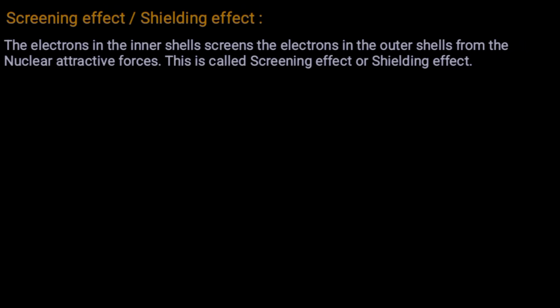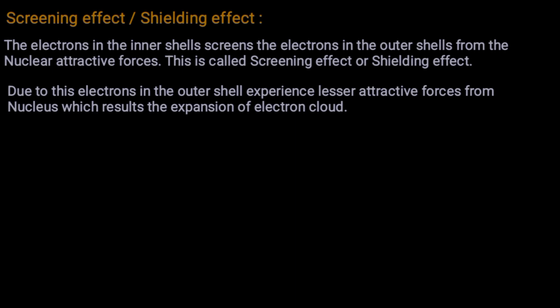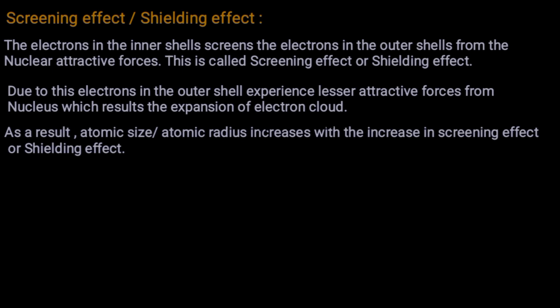Let's move to the next one. That is the screening effect or shielding effect. Second one. This is one kind of important effect we can say. Inner electrons screen the electrons in the outer shells from the nuclear attractive forces. That's why this is called the screening effect or shielding effect. Due to these electrons, the outer shell experiences lesser attractive forces from the nucleus, which results in the expansion of the electron cloud. As a result, atomic size increases with the increase in the screening effect or shielding effect.